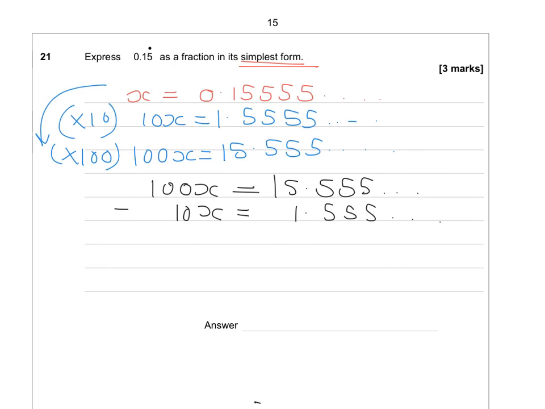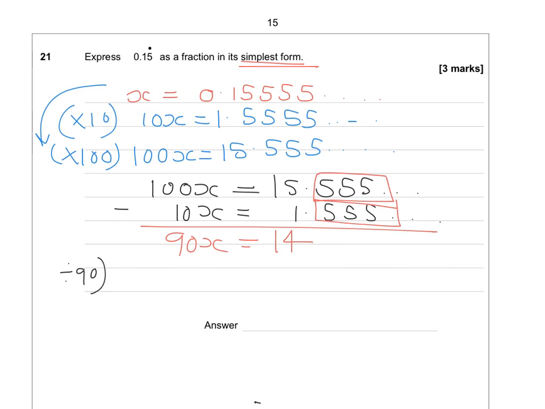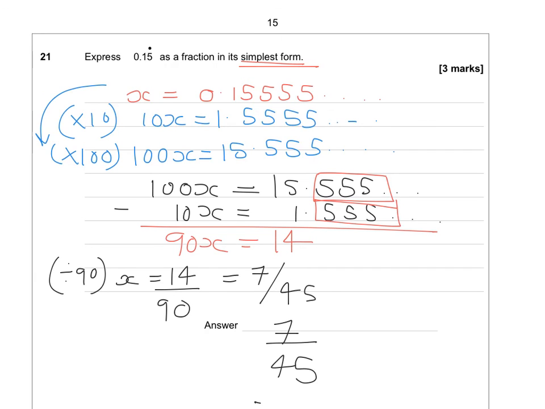I'm going to rewrite this, so we've got 100x equals 15.5 recurring, and underneath that 10x equals 1.5 recurring, and then I'm going to carry out a subtraction. You can see that when we subtract, the recurring part on the right-hand side will disappear, leaving us with 14. On the left-hand side, we will get 90x. So 90x equals 14. Dividing both sides of this mini equation by 90 gives us x equals 14 over 90, which is a fraction but not in its simplest form. Halve the numerator and the denominator to give us 7/45, the final answer.